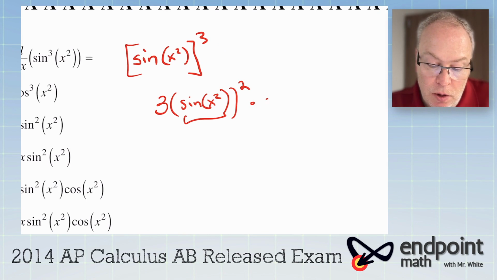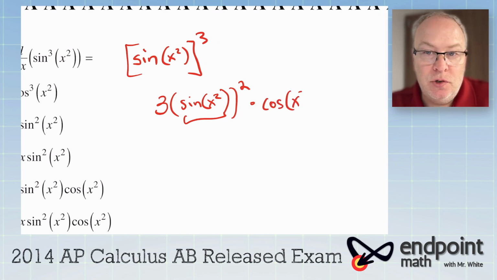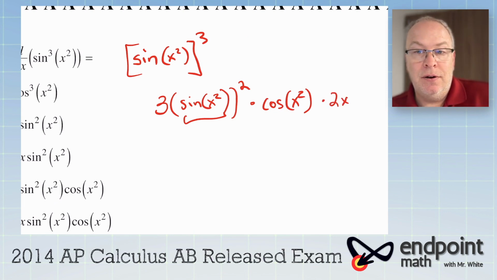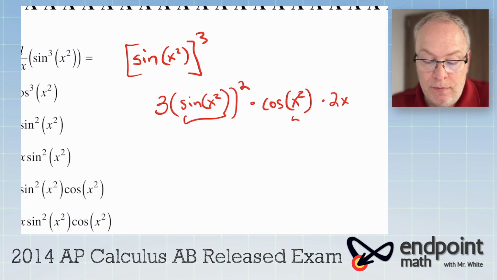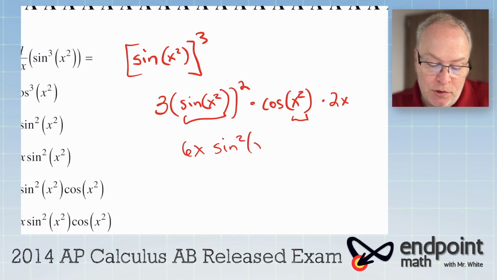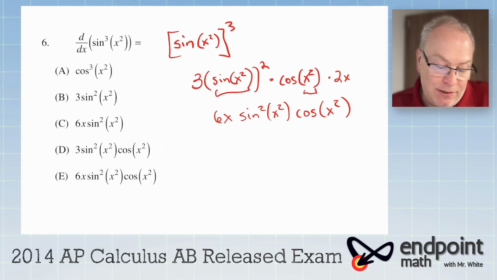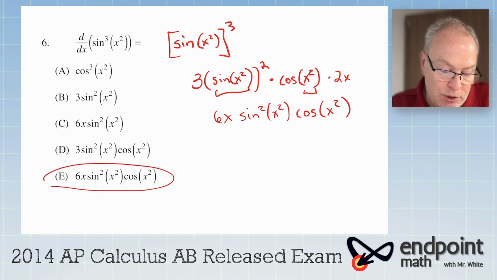So that would be cosine of x squared, but then we have yet another chain, right? When we took that derivative, we have to tack on, as I like to say, another 2x at the end. That's the derivative of that inside function. So I have 6x sine squared of x squared times cosine of x squared. So I scan over here. Do I see that answer? It looks like it is option E right there, option E.